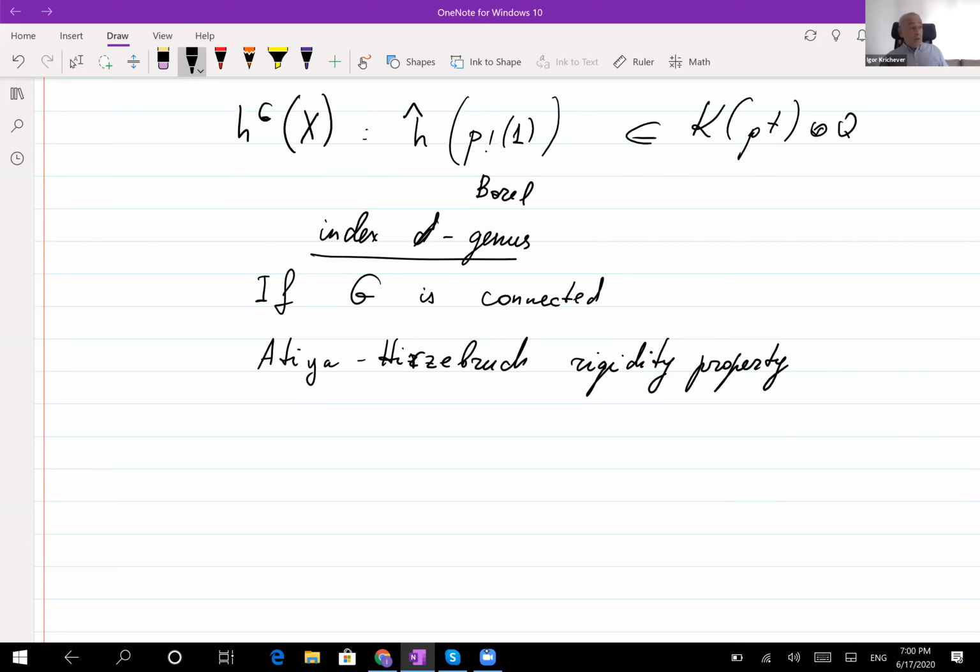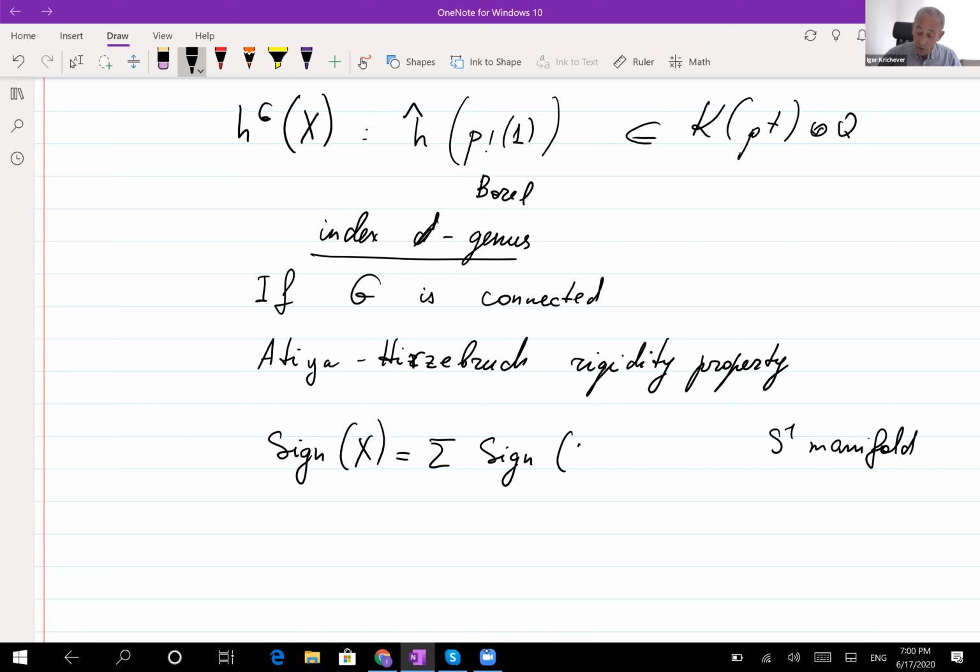They used this rigidity property to prove some remarkable relations. For example, if you have an S1 manifold, the signature of this manifold is a sum of signatures of the fixed point sets of the S1 action. That is obviously true if you take Euler characteristics, but for signatures, it's a surprise. And that comes from the rigidity property.